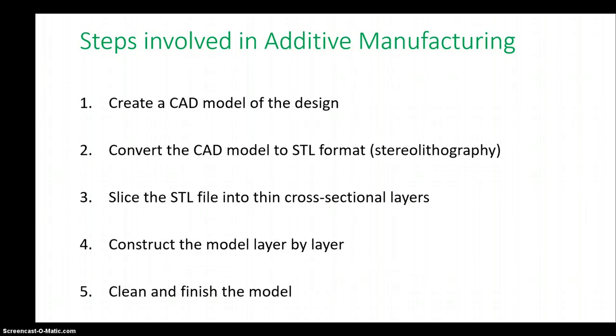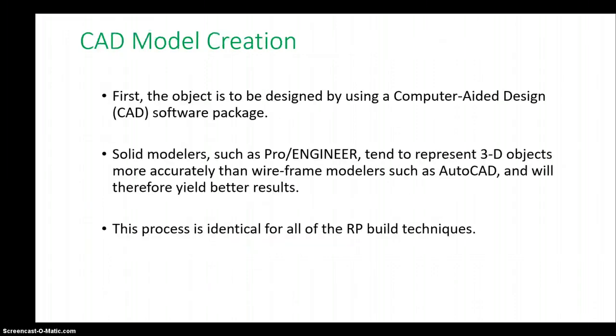Next one, the steps. What are the steps involved in additive manufacturing? First step, create a CAD model of the design. Second step, convert the CAD model to STL file format. The STL file format is stereolithography. Third, slice the STL file into thin cross-sectional layers. Fourth, construct the model layer by layer. And fifth, clean and finish the model.